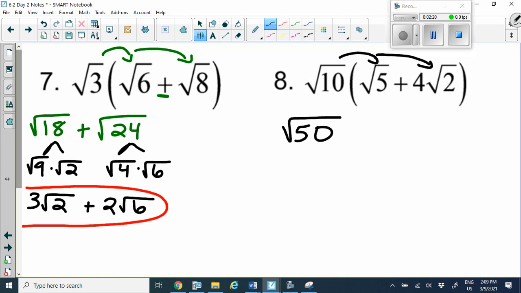Now be careful here. Notice we do have a 4 that is outside the radical. So we really can't do 4 times square root of 10 to give us 40, because the 4 is outside the radical while 10 is not. But what we can do, so we'll have plus 4, is, because the 2 is underneath the radical, multiply that with the 10. So I can have 4 square root of 20.